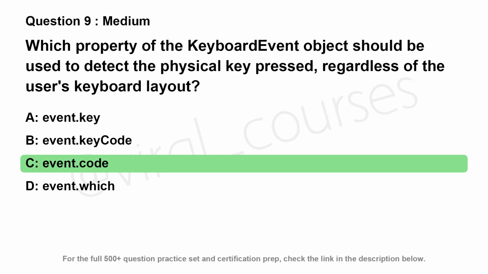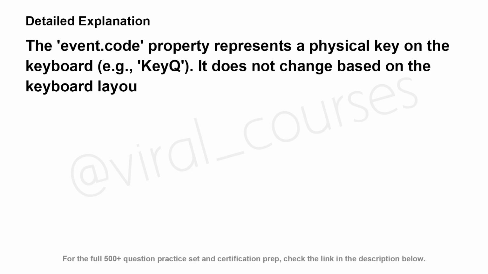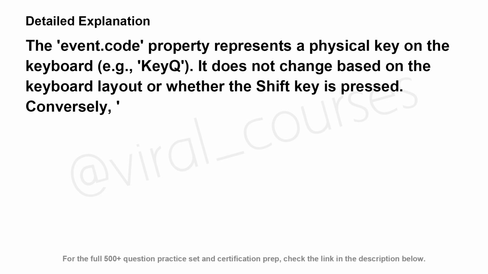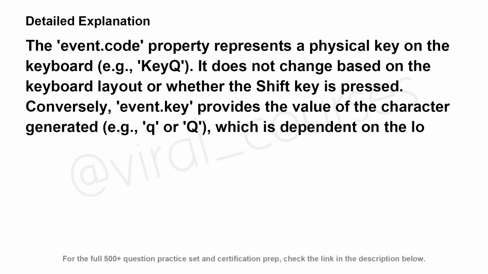The correct answer is C. The event.code property represents a physical key on the keyboard, e.g., KeyQ. It does not change based on the keyboard layout or whether the shift key is pressed. Conversely, event.key provides the value of the character generated, e.g., q or Q, which is dependent on the locale and modifier keys.